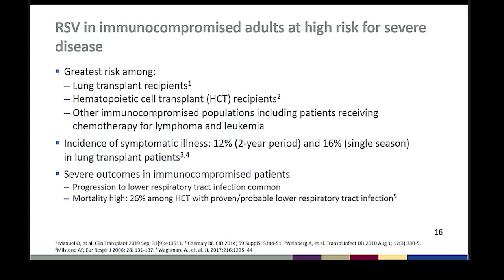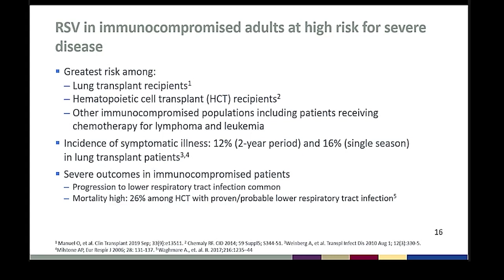Immunocompromised adults are also at increased risk of severe disease from RSV, including lower respiratory tract infections, ICU admission, and death. The greatest risk is among lung transplant and hematopoietic cell transplant patients, as well as other immunocompromised populations, such as those receiving chemotherapy for leukemia or lymphoma. Incidence of symptomatic illness is high in some of these groups. For example, in two prospective studies of lung transplant patients, the incidence of symptomatic RSV illness was 12% over a two-year period and 16% over a single season, respectively.